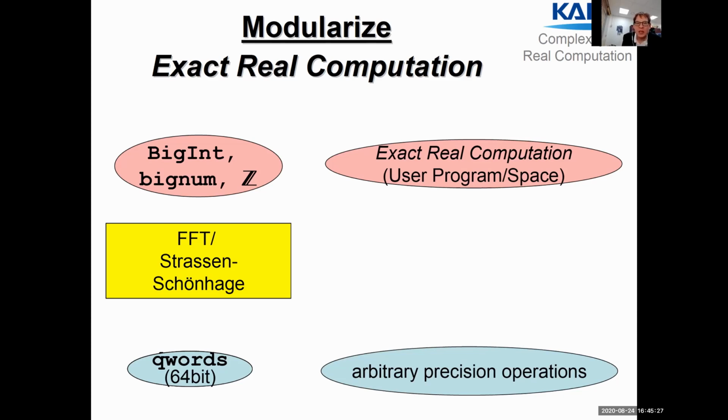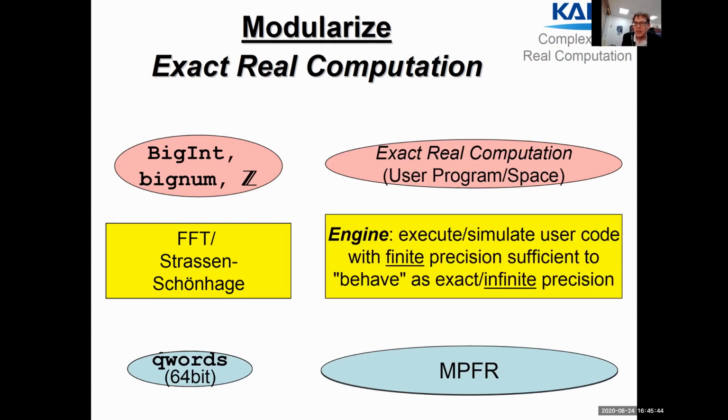So again, one needs a translation, some library in between. For instance, MPFR provides such arbitrary but finite precision computation, and the library needs to bridge from that to exact, to infinite precision computation. And this is what I'd like to call an exact real computation engine. It's something which executes or simulates the user code with finite precision chosen carefully, sufficient for the user program to behave as if it were executed with infinite precision. And choosing that precision is a delicate issue.